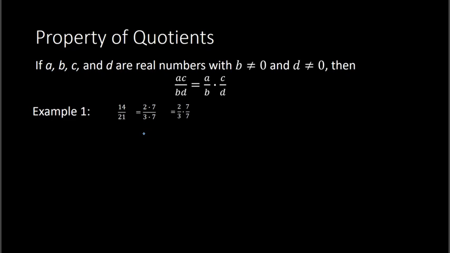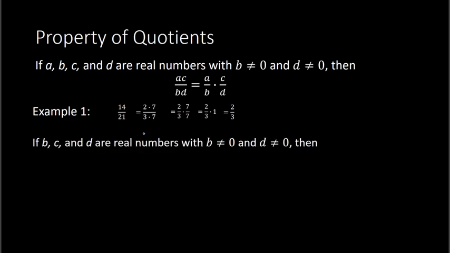And that's important because from here, 7 over 7 is just 1, so we have 2/3 times 1, which is 2/3. So this concept is important in order to simplify fractions, and that's the objective of the lesson. So in short, if b, c, and d are real numbers with b and d not equaling 0, then bc over bd equals c over d.